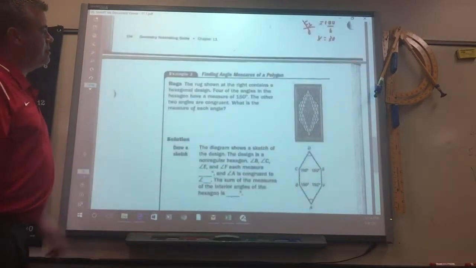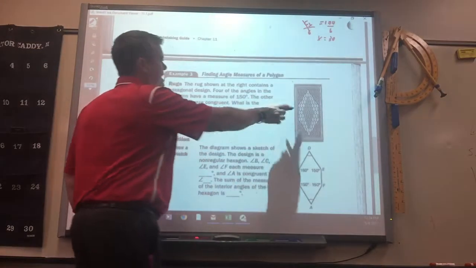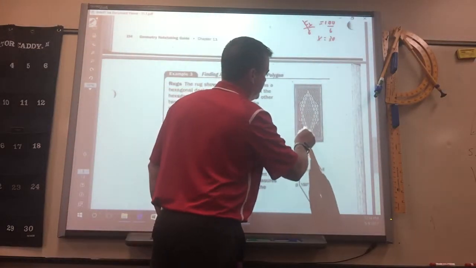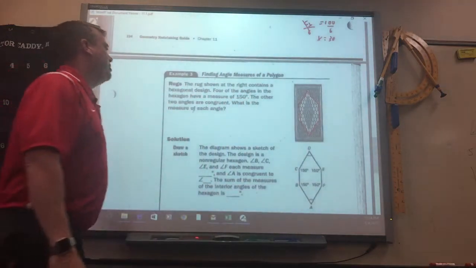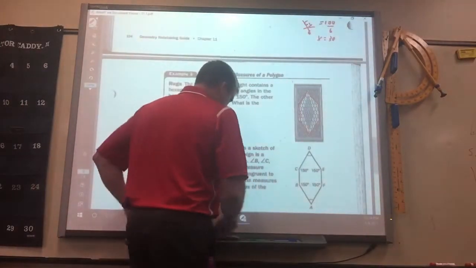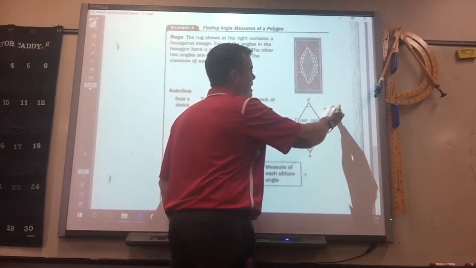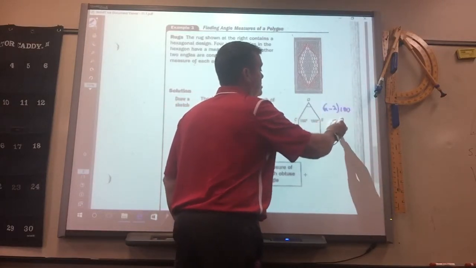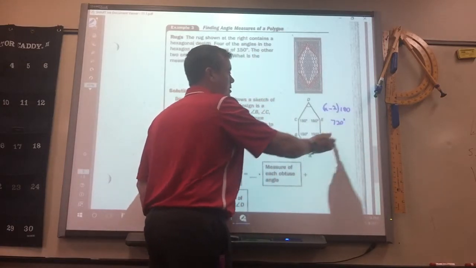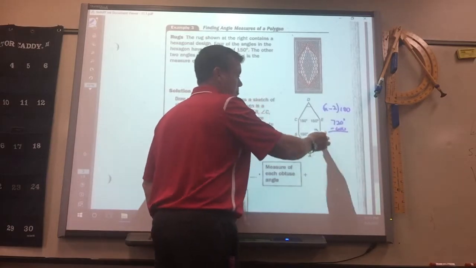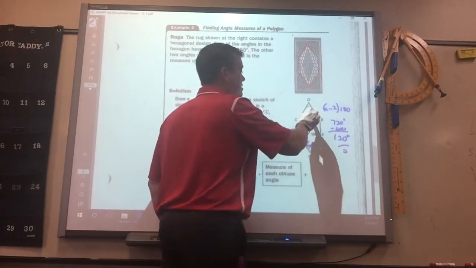This is kind of an easy one. 4 angles in this hexagon have measures of 150. The other two are congruent. What is the measure of each one? In a hexagon, they have to add up to n minus 2 times 180, which is 720 degrees. So just subtract these off. These add up to 600. Then these are the same, so you divide by 2, and they would each be 60.